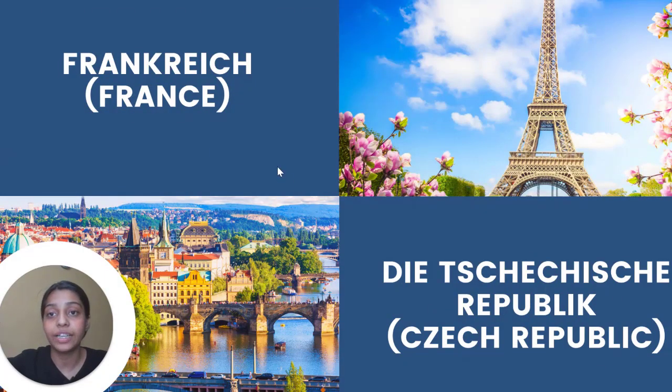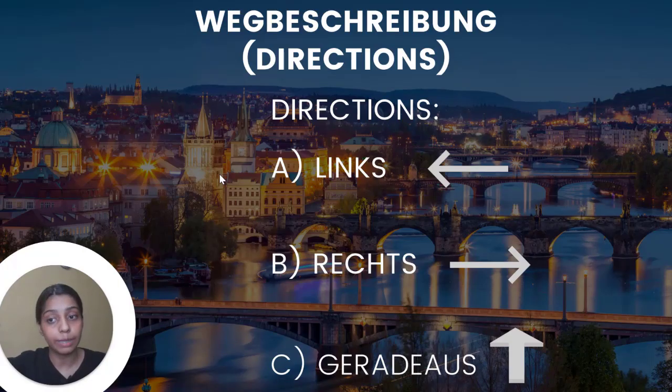Next country that we have here is France. France in German is called Frankreich. Now we have the Czech Republic. Czech Republic in German is called die Tschechische Republik. Frankreich, die Tschechische Republik. Now with this we are done with the neighboring countries of Germany. Now we'll come to the second part.